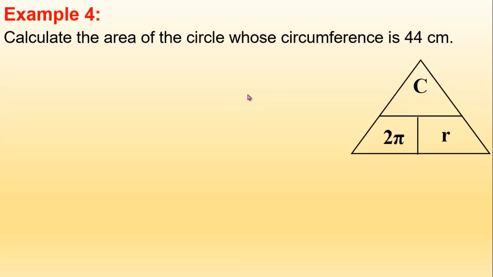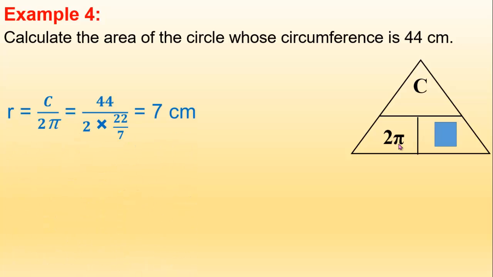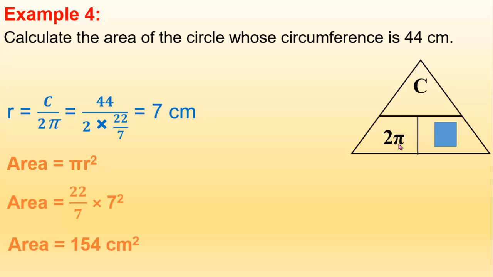I have the circumference and I am looking for the radius. We are going to hide our radius. Then the radius is equal to circumference divided by 2 times pi. So radius is equal to 44 divided by 2 times 22 over 7. Now it's easy to find the area. Area will be equal to 22 over 7 times 7 squared, which is equal to 154 centimeters squared. Let's go for example number 5.